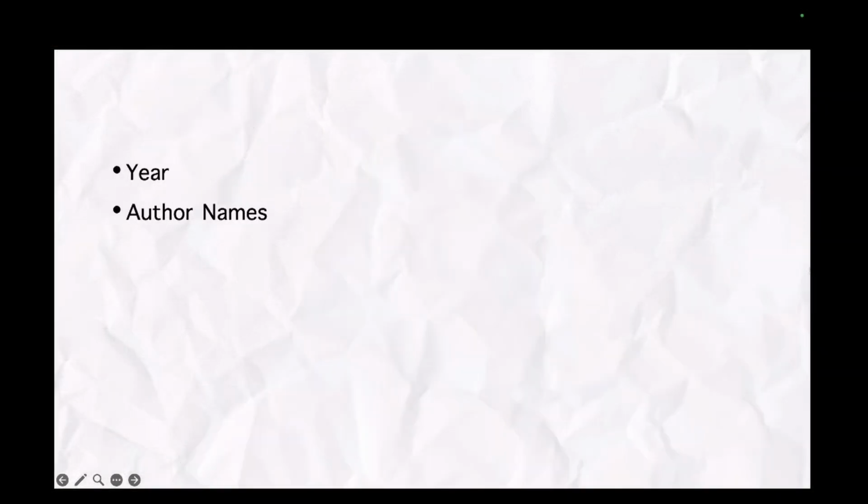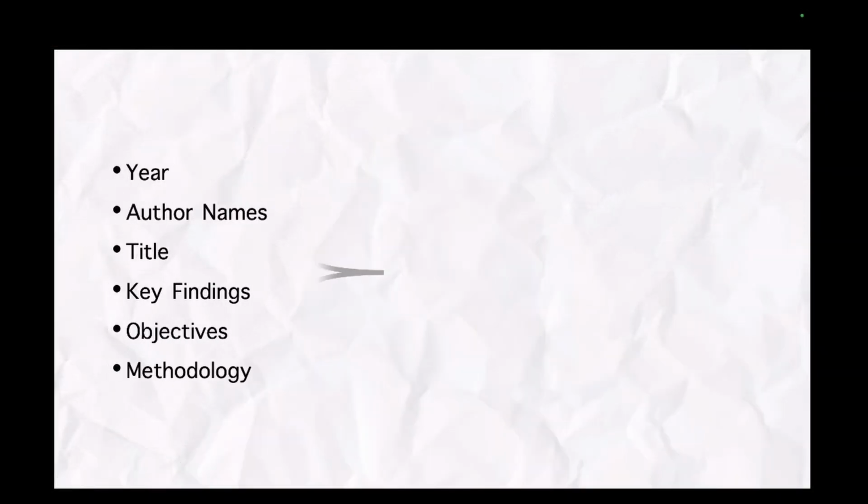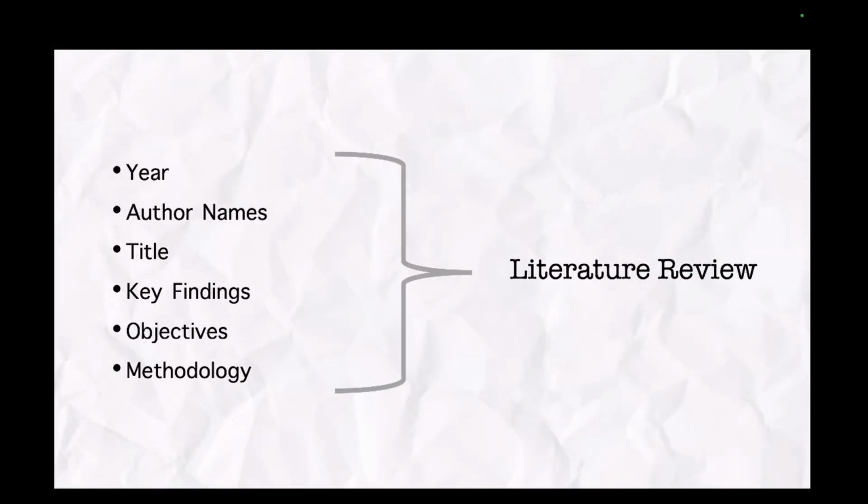Once we have all the data that is recorded in the Excel sheet organized, then we can go to the next step of writing. And while writing, we can take up from this itself the data on year, the author, the title, the key findings and the objectives of the study and the methodology they have approached. So through this combining together, we can actually create a standard literature review.